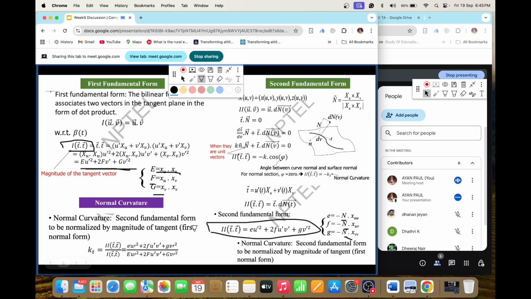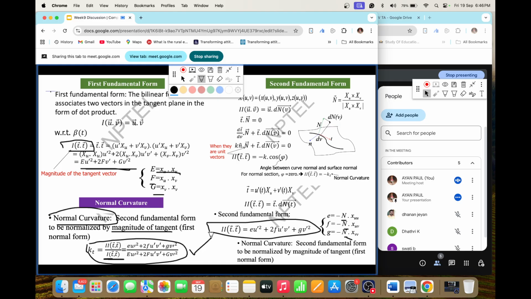Why the second fundamental form is important, I have already told you, because it is an extrinsic surface parameter. It will tell us how the curve or the surface is changing, with the help of the normal. So the normal curvature is given by the second fundamental form, normalized by the magnitude of the tangent. Magnitude of the tangent means the first fundamental form. So the second fundamental form divided by the first fundamental form will give us the normal curvature.